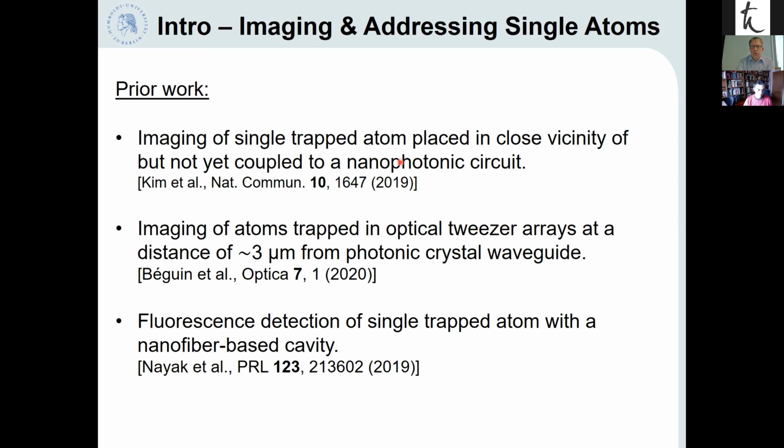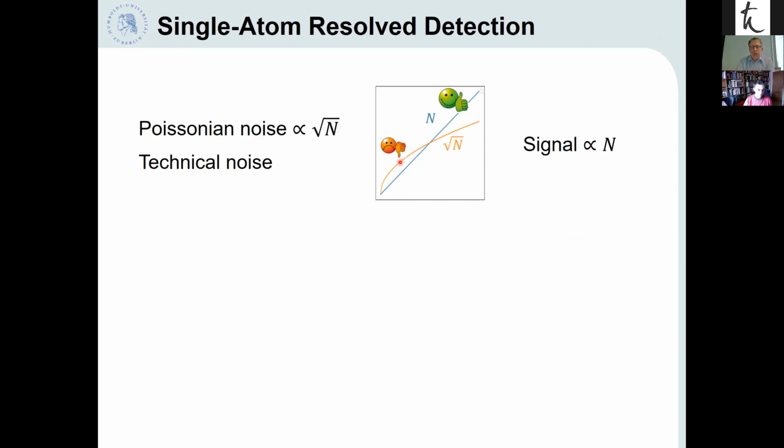So maybe a few words on why it is hard, or what you have to do now in order to achieve single atom resolved detection. We are facing in such systems two major noise sources. One is fundamental, it's Poissonian noise. If you're detecting photons that come from a single atom, then there is the Poissonian noise, which is proportional to the square root of the number of detected photons.